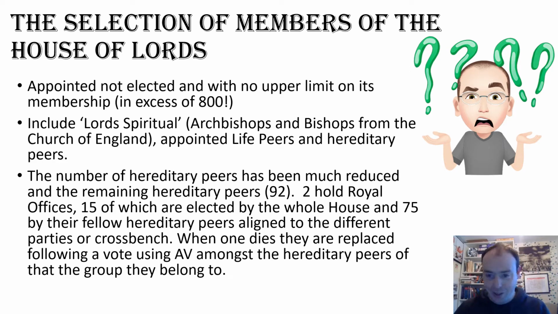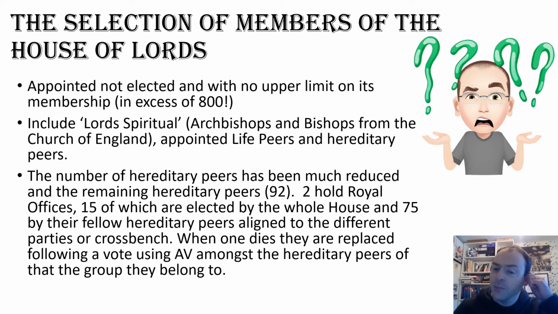Now, there have been moves to reduce that and control the numbers, but it hasn't been absolutely ended. And so there are 92 hereditary peers now, 2 of whom hold royal offices, 15 of whom are elected by the whole House, and then the rest of the 75 are elected by their fellow hereditary peers aligned in different parties or crossbench. A lot of the House of Lords are crossbench lords, which means that they don't belong to a particular party.